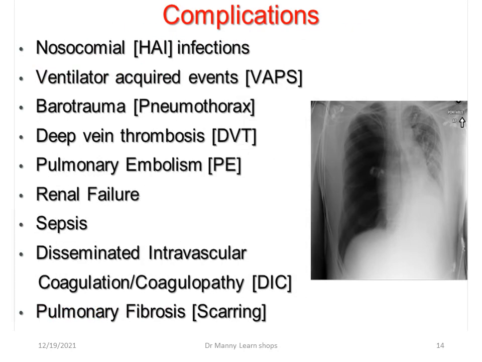Complications were hospital-acquired infections, ventilator-associated events such as ventilator-associated pneumonia, barotrauma such as pneumothorax, ventilator-associated lung injury, deep vein thrombosis, pulmonary embolism, renal failure, sepsis, disseminated intravascular coagulation, coagulopathy, DIC, and pulmonary fibrosis as a result of scarring.